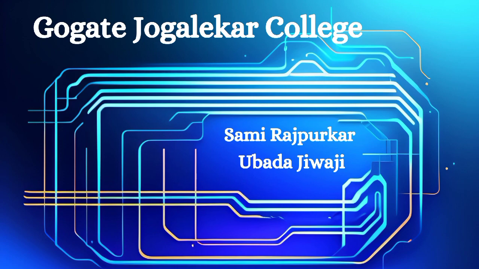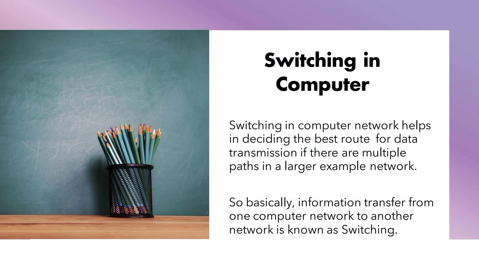Today we will be talking about switching in computers. So let's begin. Switching in computer networks helps in deciding the best route for data transmission if there are multiple paths in a larger network. Let's take for example the internet. Multiple paths exist between the source and the destination, and switching helps in deciding the best route for data transfer. So basically, information transfer from one computer network to another network is called switching.